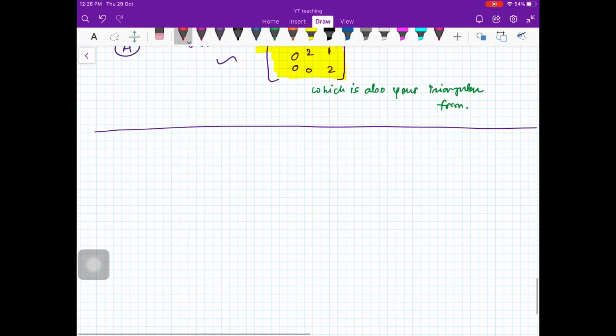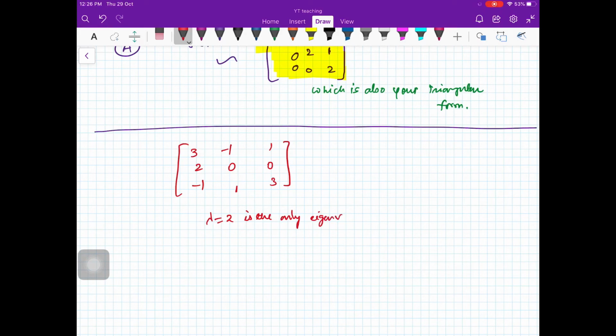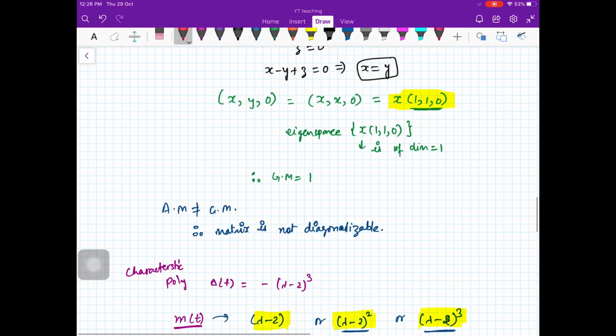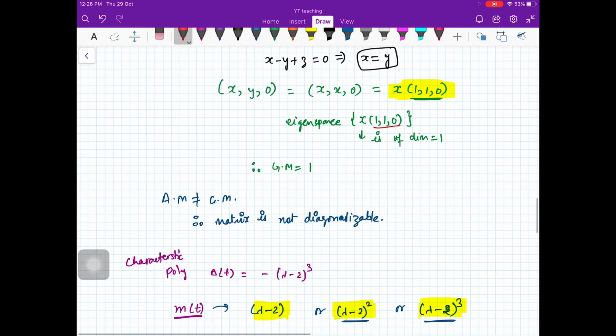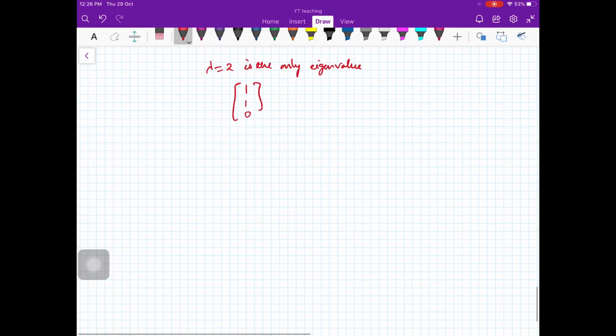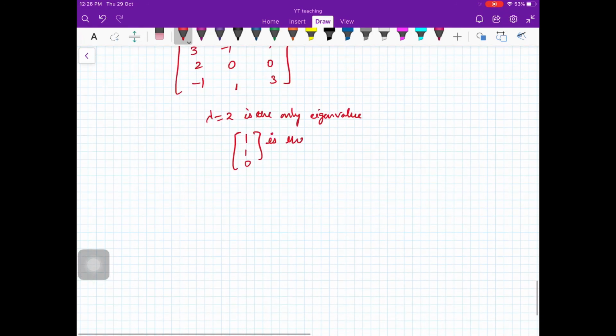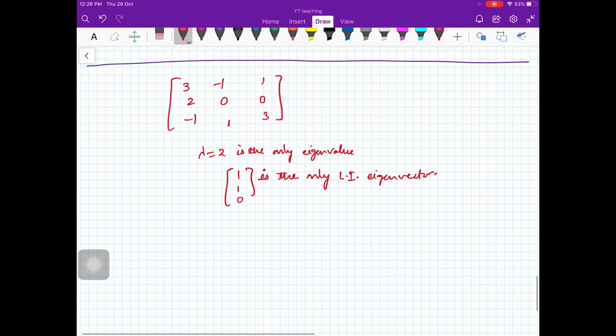So that way is, again let me consider the matrix 3, 2, -1, 0, 1, and then we have 1, 0, 3. I saw that lambda equal to 2 is the only eigenvalue, and the corresponding eigenvector which was linearly independent, you saw above, we have obtained 1, 1, 0. So here you see we have obtained this vector, 1, 1, 0. This is the only linearly independent eigenvector, right? Okay, fine. This is my matrix A.